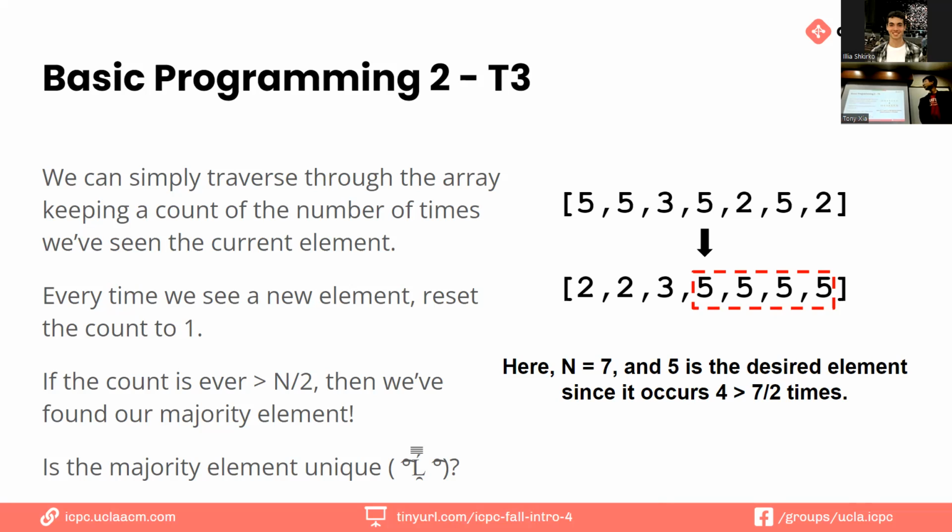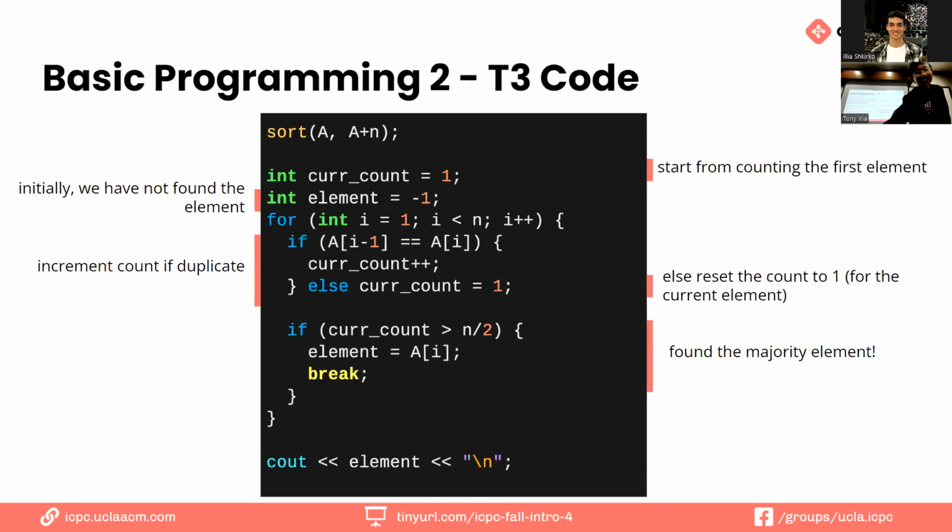So an interesting question that I want you guys to think about is, after sorting the array, what if the array has a majority element? Then what would the element in the middle of the array be? Would it be the majority element? Is it guaranteed to be the majority element? Okay, I'll let you think about that.